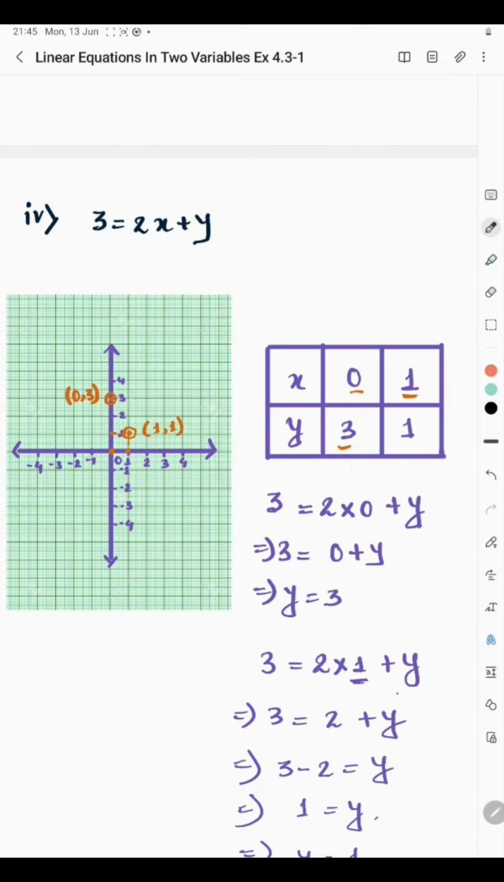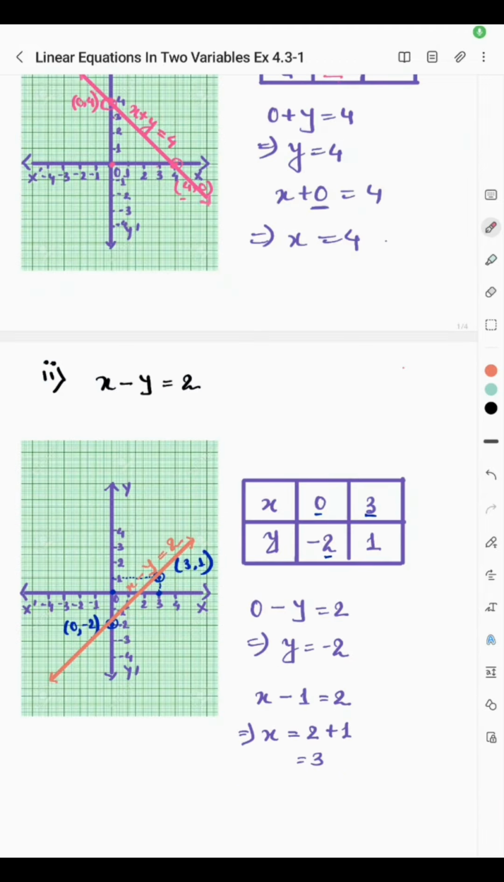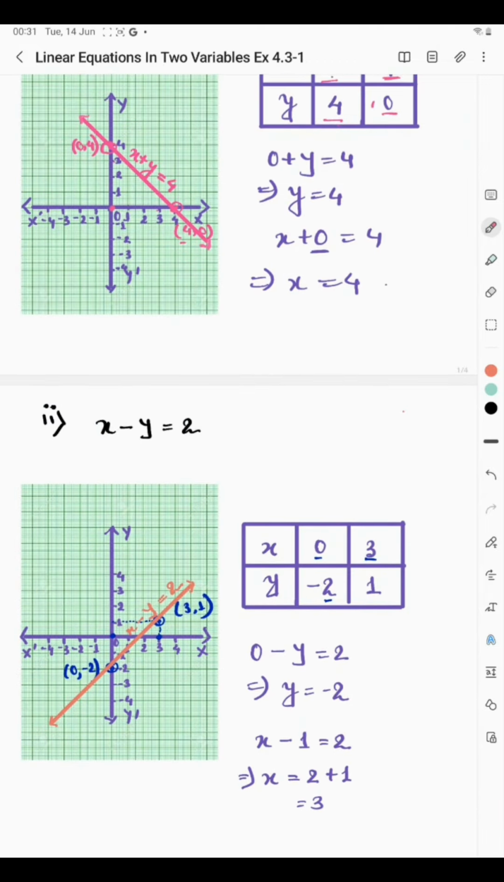Okay, now we'll join these two coordinates using a scale and pencil. Now we will write the equation on this line, which is 3 equal to 2x plus y. Okay. So this is how we do number 1.